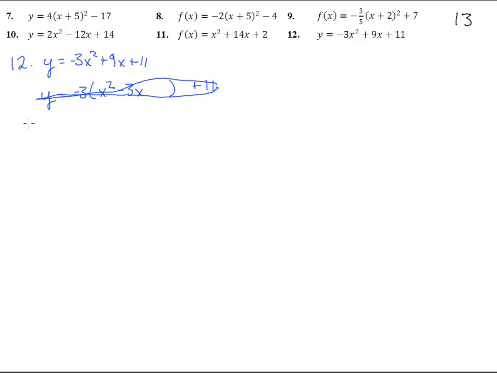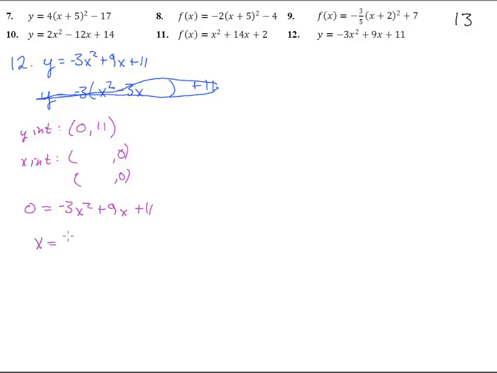Now let's do this. We could get the y-intercept, no problem, right? We get 0, 11. The x-intercepts happen when y is 0. I'm going to leave a little space there. Hopefully we'll get 2 of them. I don't know if they're going to be imaginary yet or not, but let's try it. If we have 0 equals negative 3x squared plus 9x plus 11, we have the quadratic formula.